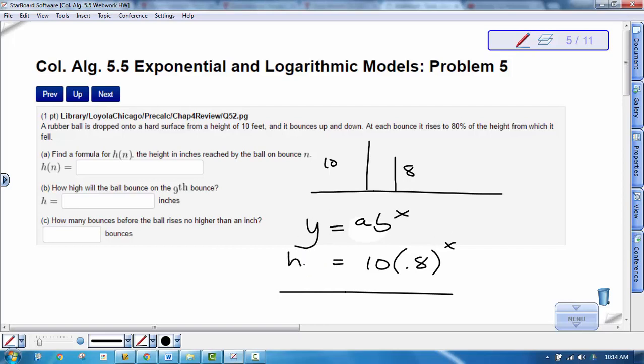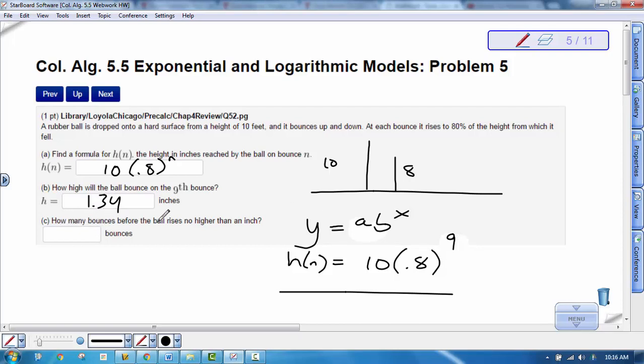Now they wanted us to use h of n, so use n as your independent variable and h of n as your dependent variable. And the question is how high will it bounce in the ninth bounce? So the ninth bounce, we're going to plug in 9 for n right here, and that would give 1.34.